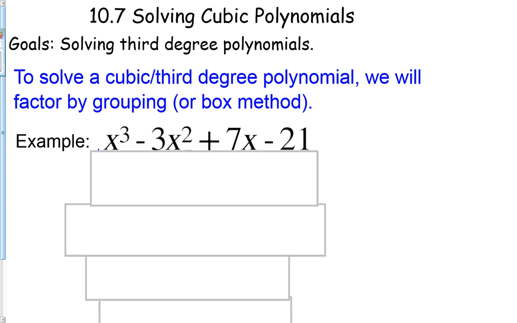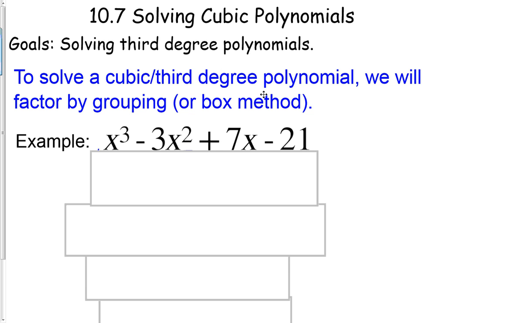Today we're doing lesson 10.7 on solving cubic polynomials. Now, cubic has to do with the third degree, right? So third degree polynomials might look like this. x cubed minus 3x squared plus 7x minus 21 would be an example.